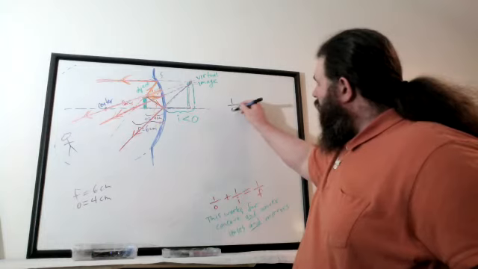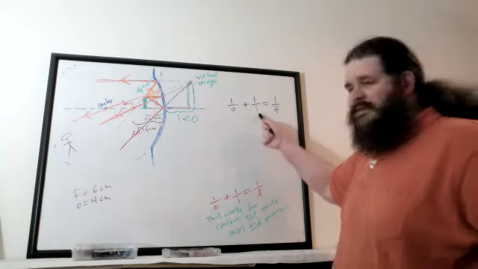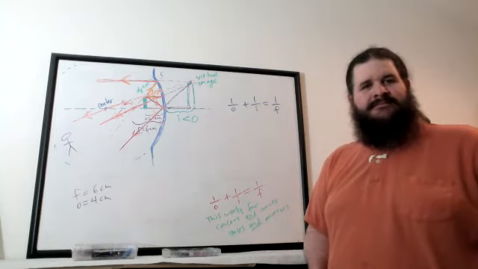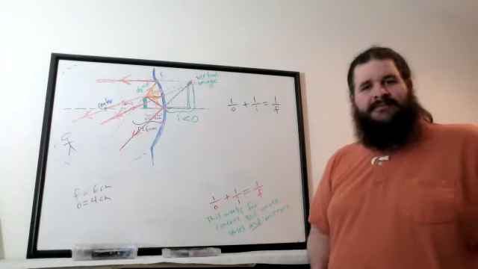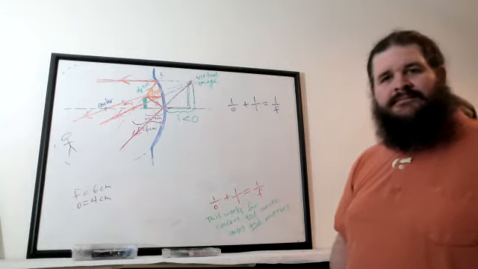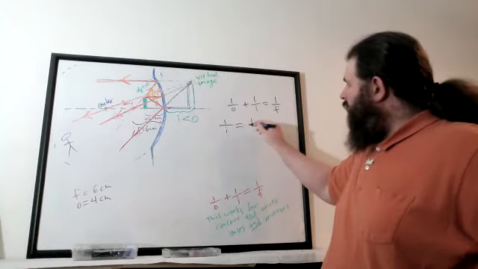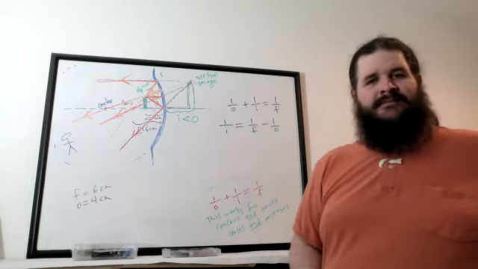So if we have 1 over O plus 1 over I equals 1 over F, and we want to find the value of I, how would you solve this equation for I? How could we algebraically isolate I in this equation? You would do 1 over F minus 1 over O. Yeah, we could subtract the 1 over O from both sides. And then what? Then you invert.